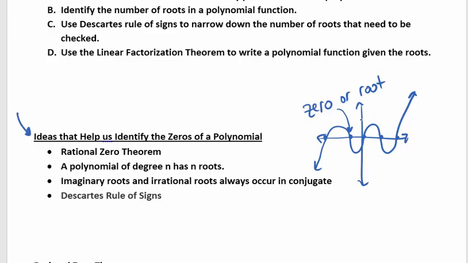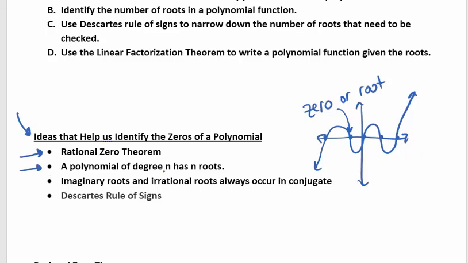And so the first thing we're going to use here to help us narrow this down is what's called the rational zero theorem. And what that does is it gives us a bunch of possible choices as zeros. So once we get that list of choices, then we want to narrow it down and actually find the roots. A couple other ideas will help us do that. One is the degree of the polynomial, and again, the degree is the highest powered term in the polynomial. So the degree will tell us how many roots there are.